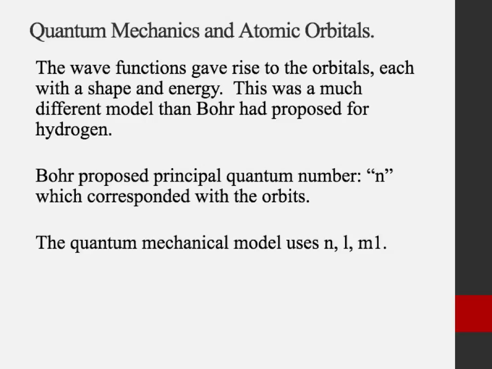So the wave functions gave rise to orbitals, each, as I said, with a specific shape and energy. This was a much different model than what Bohr had proposed for hydrogen. Remember, Bohr said that the electrons travel around the nucleus in discrete orbits, kind of like the planets orbit the sun. Bohr proposed the principal quantum number n, which corresponded with the orbits. The quantum mechanical model uses n, l, and m sub l, which is what we're going to get into now.